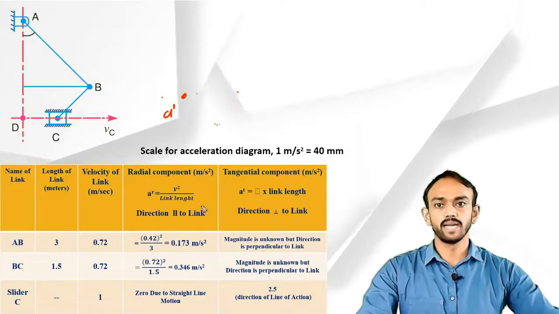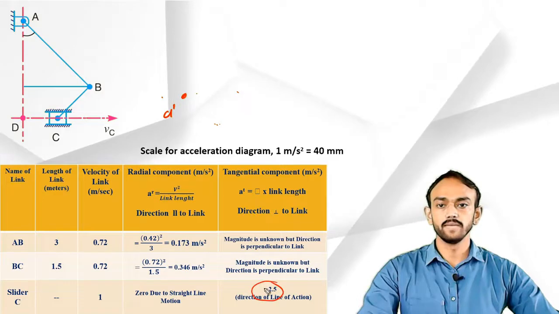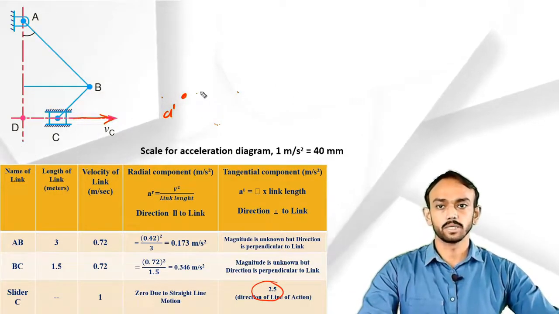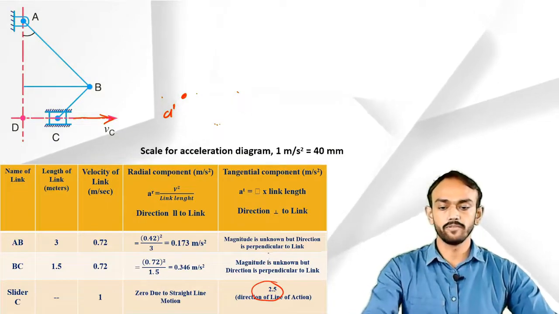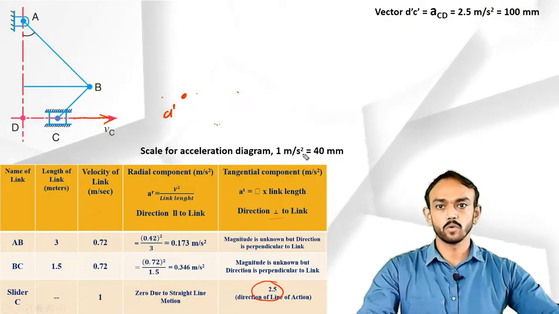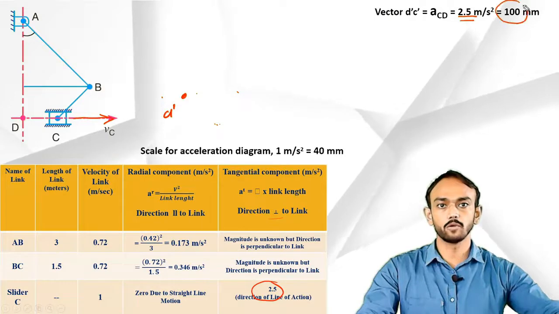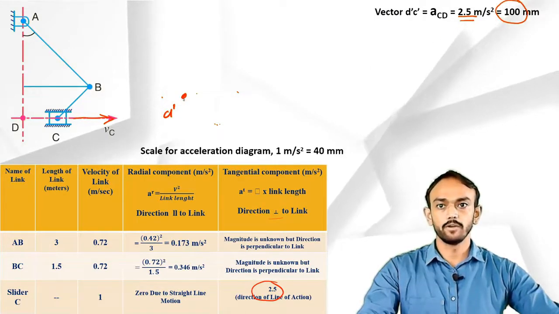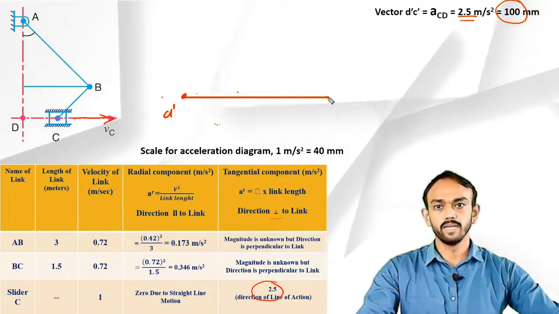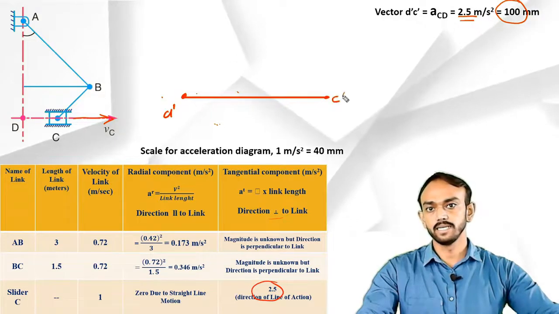Now as you know, the acceleration of this slider is given, which is the tangential component and which will be in a line of action. So its value is 2.5. But our scale is 1 meter per second square equal to 40 mm. So 2.5 meter is given, so I have to draw 100 mm here. So I will draw 100 mm here, and this end point will give me the C point, the slider point, which is C dash.